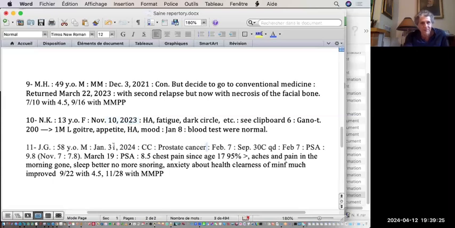Oh yeah, okay, so a patient we saw in the practicum in January, so it was the last one we saw for the practicum 23-24. So it's a 58-year-old male with prostate cancer, very anxious because of the cancer. So he was given CPF 30C once a day. On February 7, his PSA was 9.8. March 19, it was 8.5. So it came down, didn't go up, but at least came down a bit.